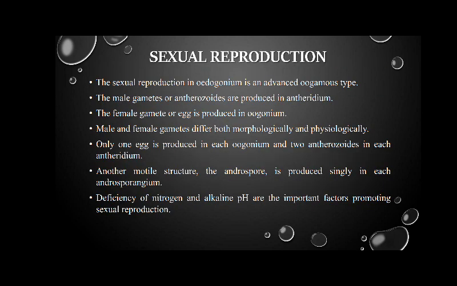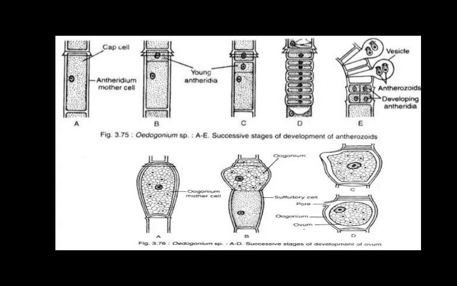Then coming to sexual reproduction. Sexual reproduction is advanced oogamous. Male gametes are produced in the androsporangium, and the female gamete or egg is produced in the oogonium. Male and female gametes differ both morphologically as well as physiologically. Only one egg is produced in each oogonium and 2 androspores from each androsporangium. ഇത് കൂടാതെ സെക്ഷൽ റീപ്രൊഡക്ഷനിൽ you will encounter another type of structure known as androspore, which is a spore, not a sexual one, but it is needed for sexual reproduction and it is produced by a single in each androsporangium. ഓക്കെ, നമുക്കിനി ഓരോന്നായിട്ട് എക്സ്പ്ലെയിൻ ചെയ്ത് നോക്കാം.